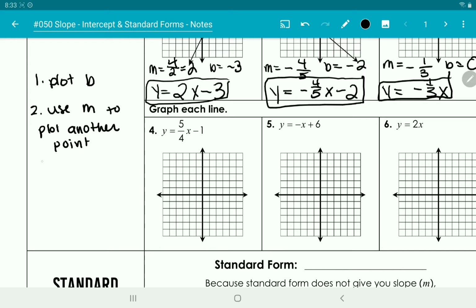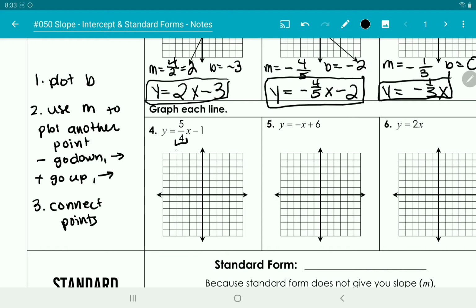Remember that if it is negative, you go down, then right. And if it's positive, you go up, then right. Okay? And then after that, you just have to connect the points. So let's go ahead and look.